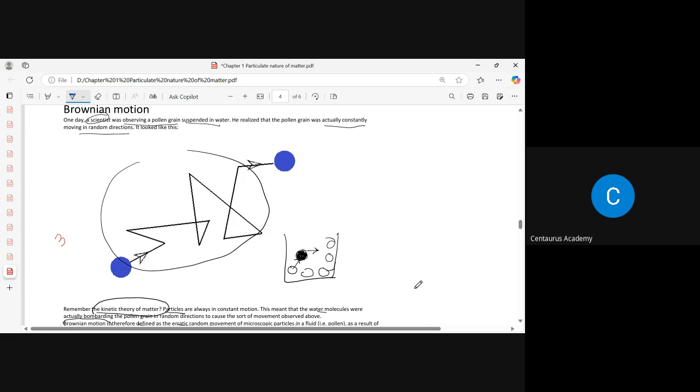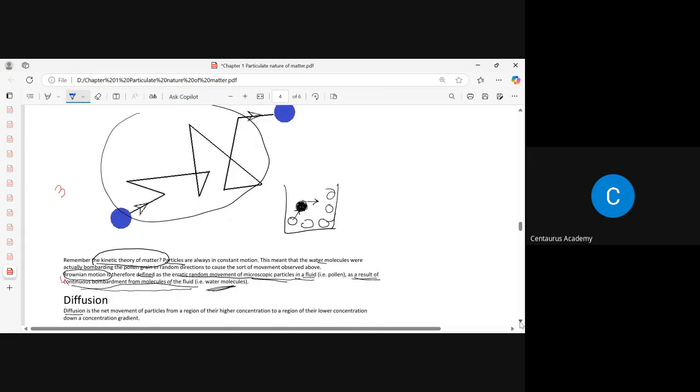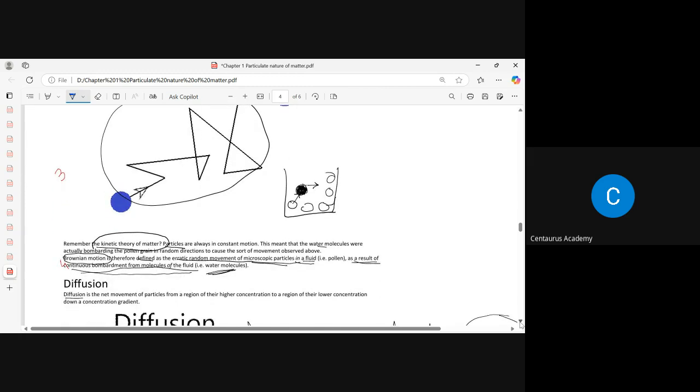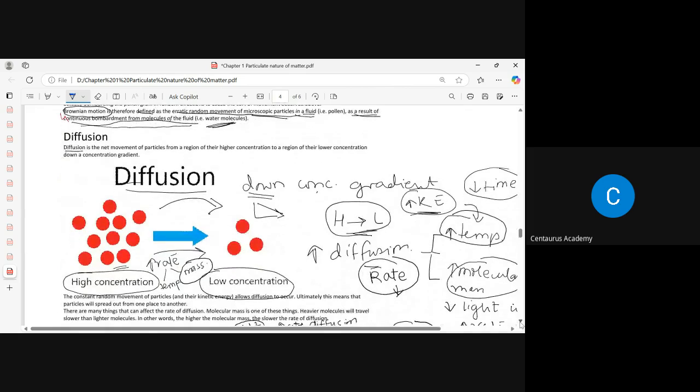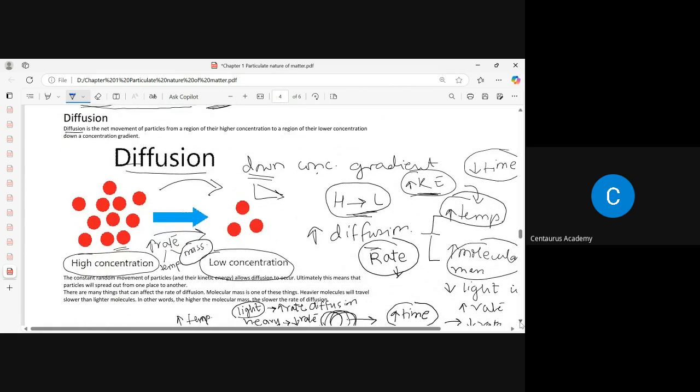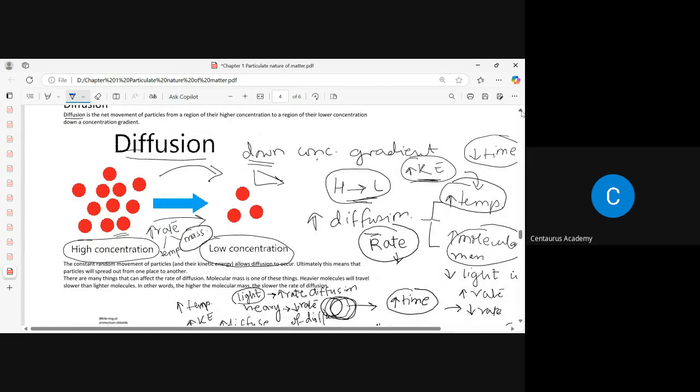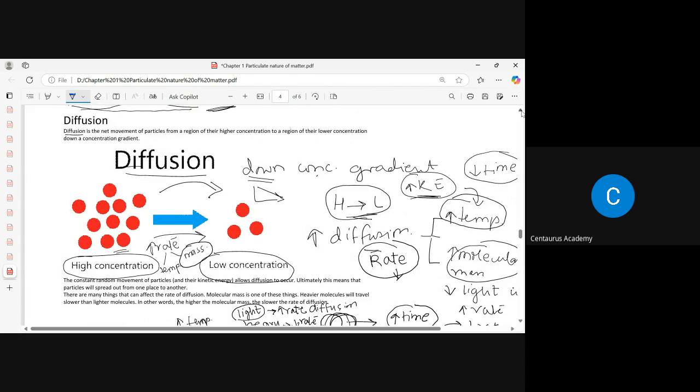As a result, he proposed this Brownian motion theory, which is defined as the erratic random motion of the particles in a fluid, caused by the continuous bombardment from the water molecules in this case. So for instance, if you see smoke particles or any other particles randomly moving around, they are moving in different directions because of the air molecules which are constantly bombarding them. Next, we have diffusion.